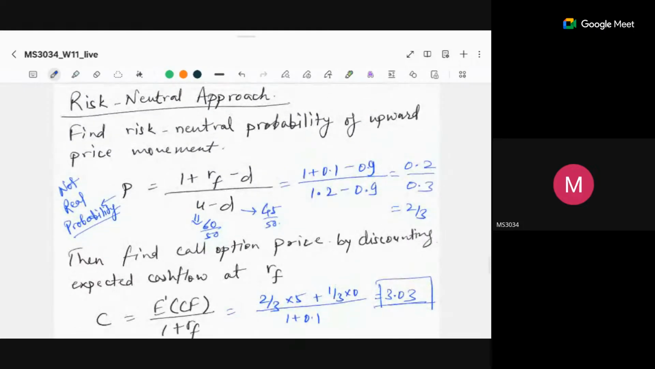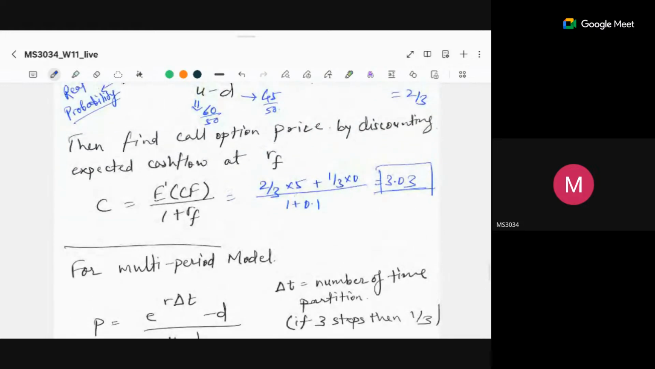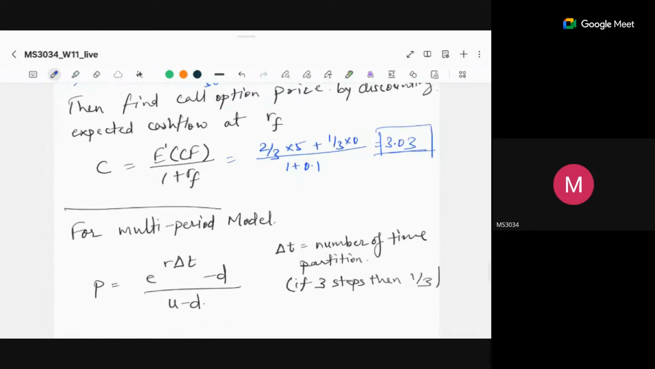So these are the three ways in which you may be asked in the exam to solve for the option price, or for any intermediate step. So it is better that you understand all three methods. Once we understand this risk neutral approach, we can use it to solve multi-period models. In class, I think we solved the 2-period and 3-period models. For higher period models, the Black-Scholes formula is there, so we will look into that.